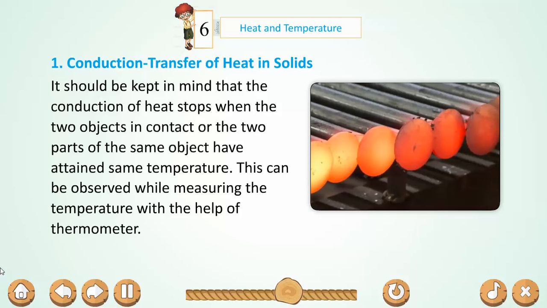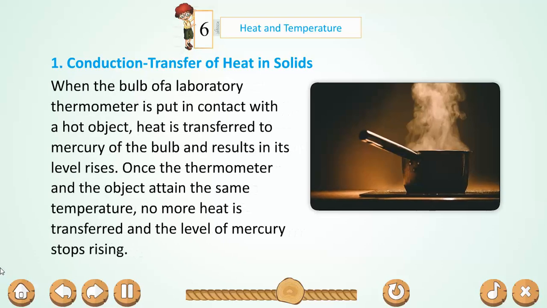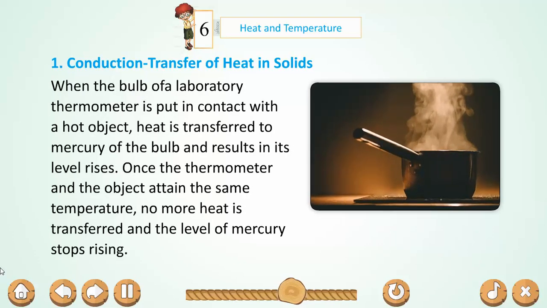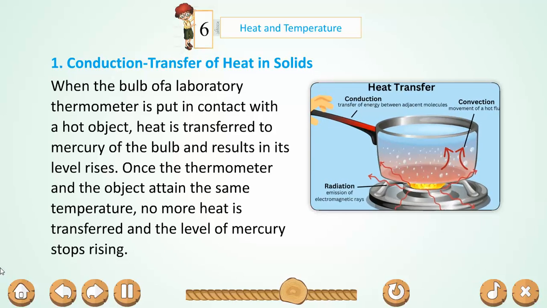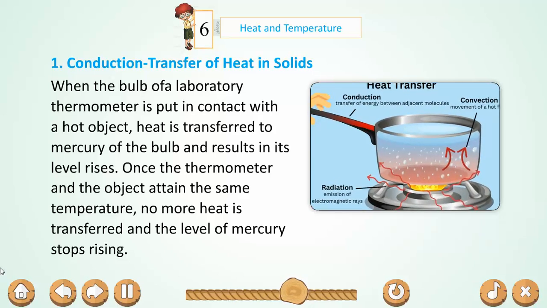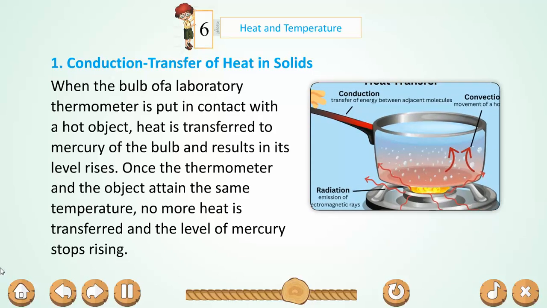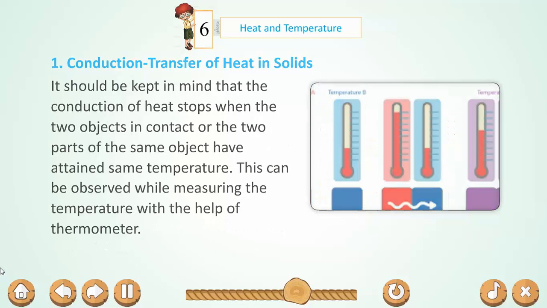This can be observed while measuring the temperature with the help of a thermometer. When the bulb of a laboratory thermometer is put in contact with a hot object, heat is transferred to the mercury of the bulb and results in its level rising. Once the thermometer and object attain the same temperature, no more heat is transferred and the level of mercury stops rising.